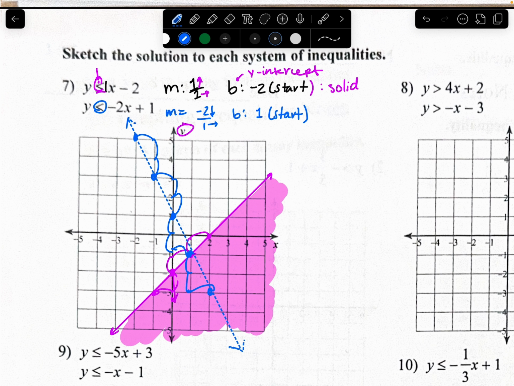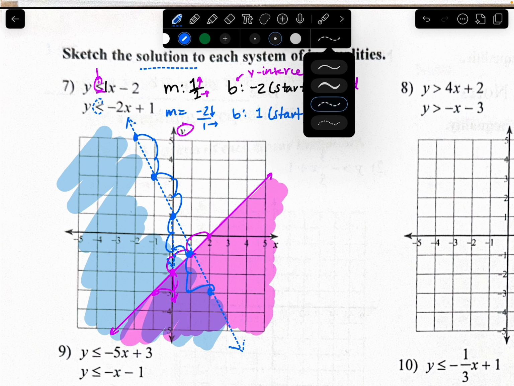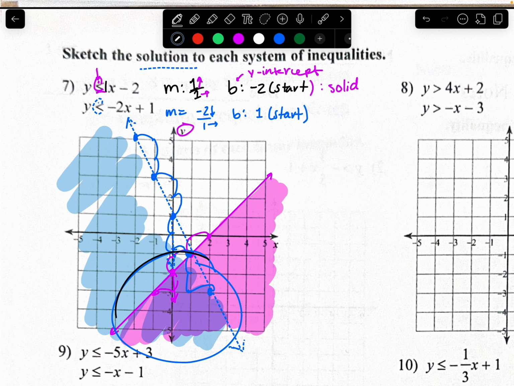Alright, so now where do I shade? It's gonna be, see, it's not eating it, so I'm gonna be shading below. Now the solution set, okay, it's a solution set. The solution will be this portion right here. So you do need to know where your solution is. It's just where they overlap, okay, where they make purple.